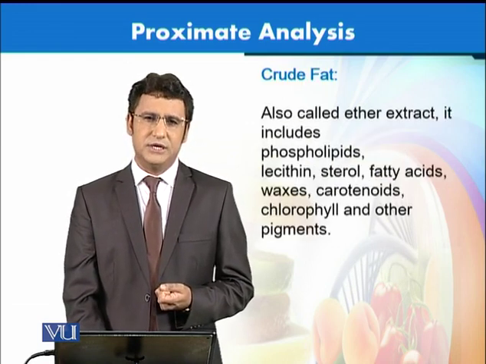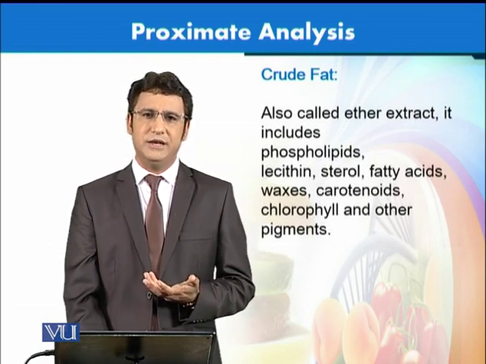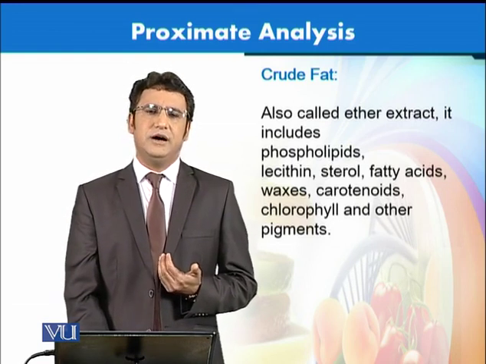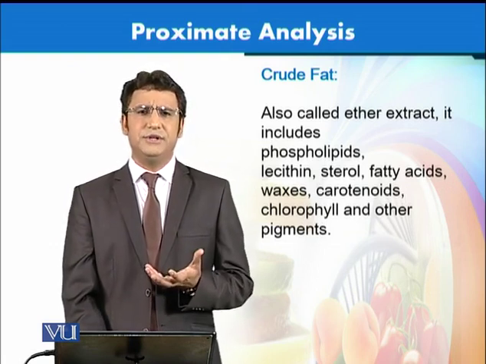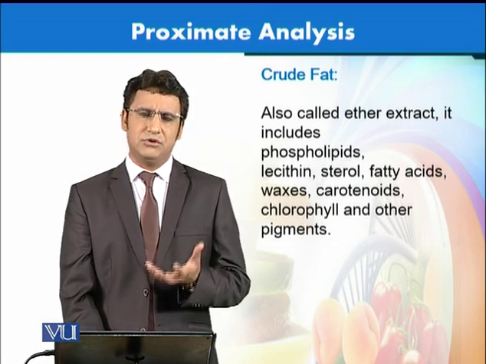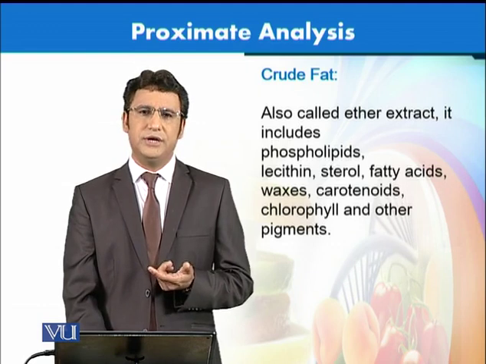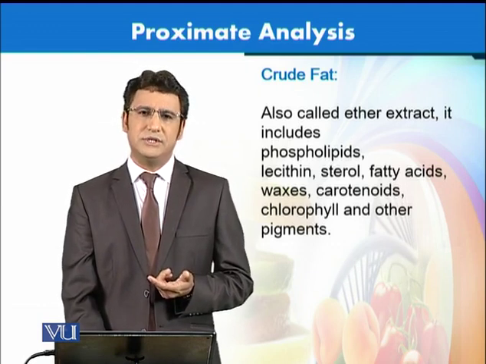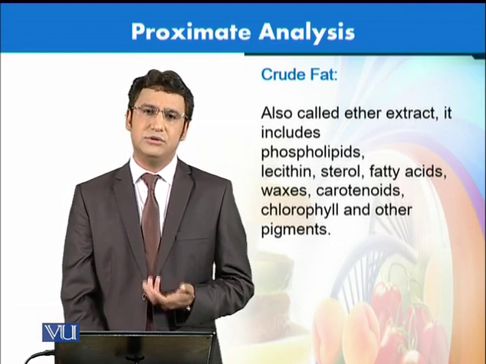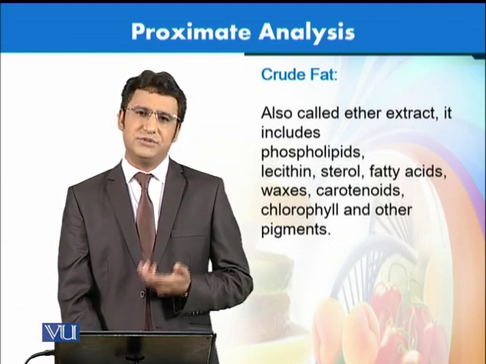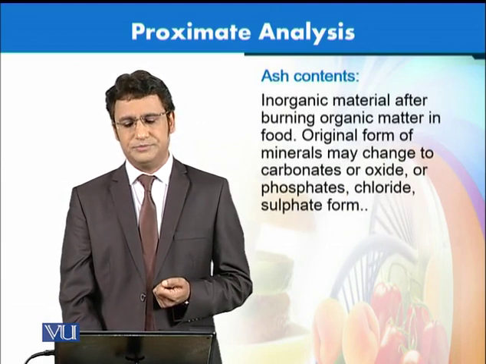The next term is called crude fat. Again, it is called crude because it's not exact fat. It is generally also called ether extract. So whatever is dissolved in ether from the food matrix is called crude fat. It includes fat contents. It can also have other things like phospholipids, lecithin, sterols, fatty acids, waxes, etc. So that is again the reason why it is called crude.